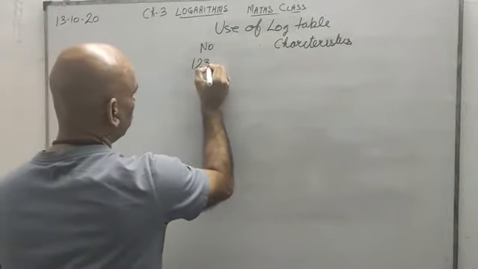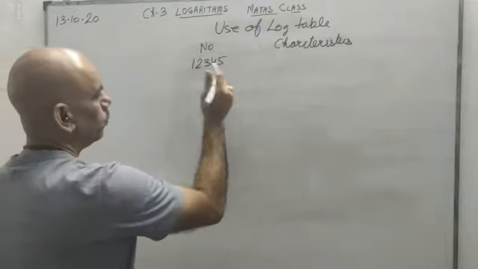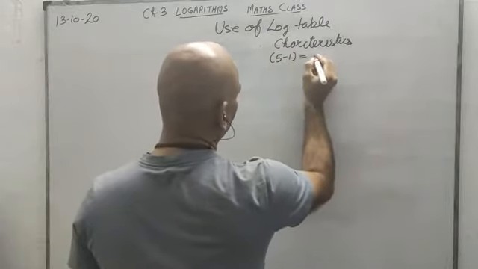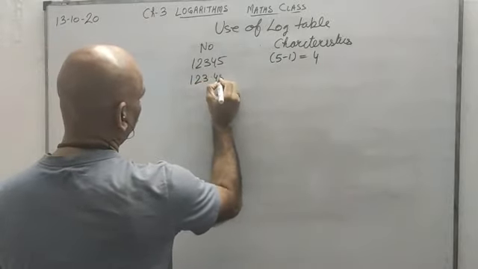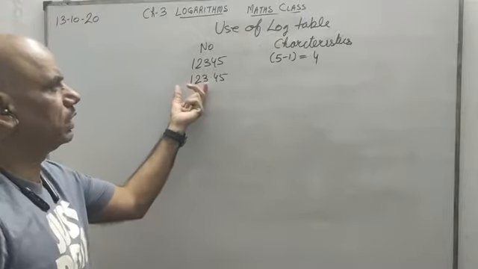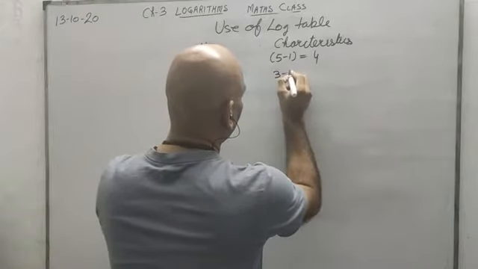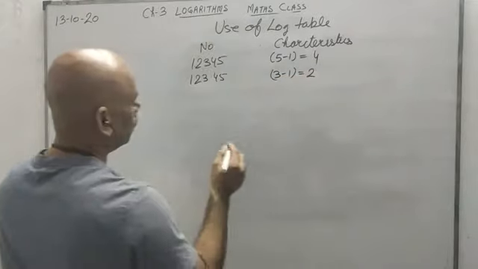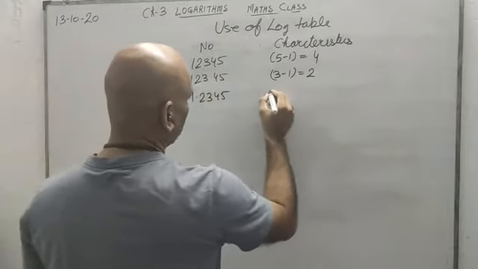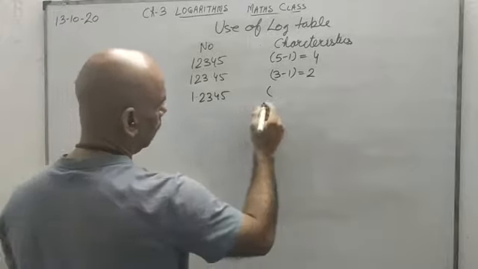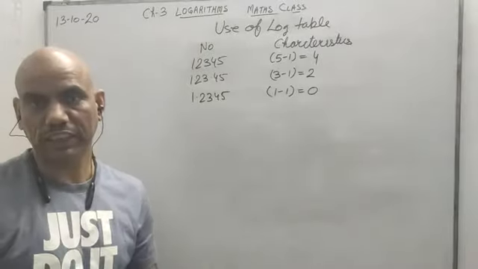So 1, 2, 3, 4, 5. If there are 5 digits like this and there is no decimal, then 5 minus 1, as I told you by the first rule. If it is 1, 2, 3.45, now I will look for all those digits which are before the decimal. So 123, that is 3. So 3 minus 1, the characteristic will be 2. Now, if it is 1.2345, then there is only one digit before the decimal. So 1 minus 1, the characteristic will be 0. So in all these cases, the characteristic is positive.